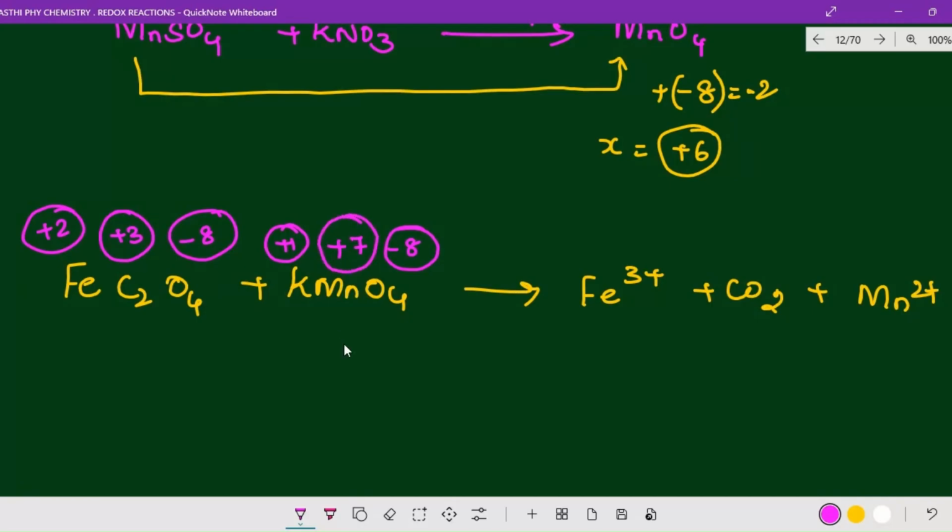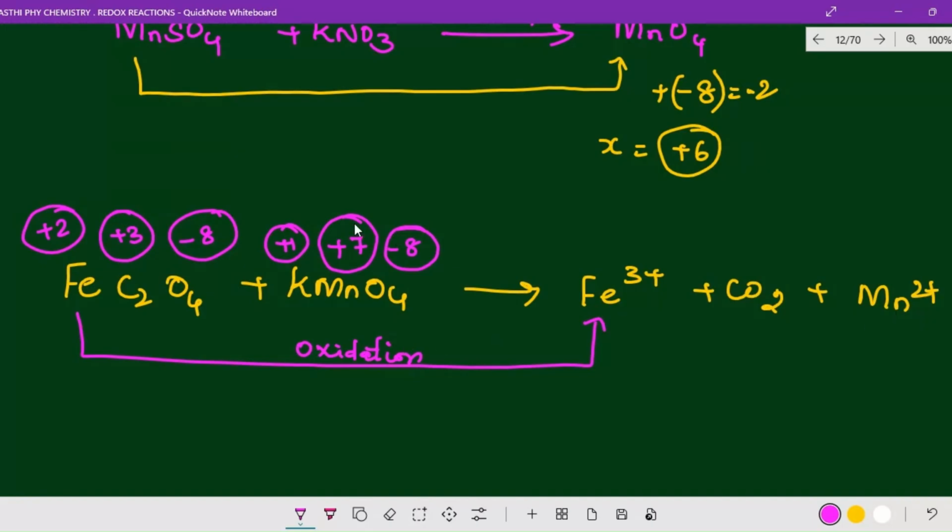How do we identify? Instead of going for X equal to, Y equal to, no need. Directly we can go quickly, because only 1 minute is there to give the answer. So I'm explaining for you. Fe2+ is converted to Fe3+. 2 changes to 3. So that means it is addition of oxygen. So this is oxidation, right? Oxidation.